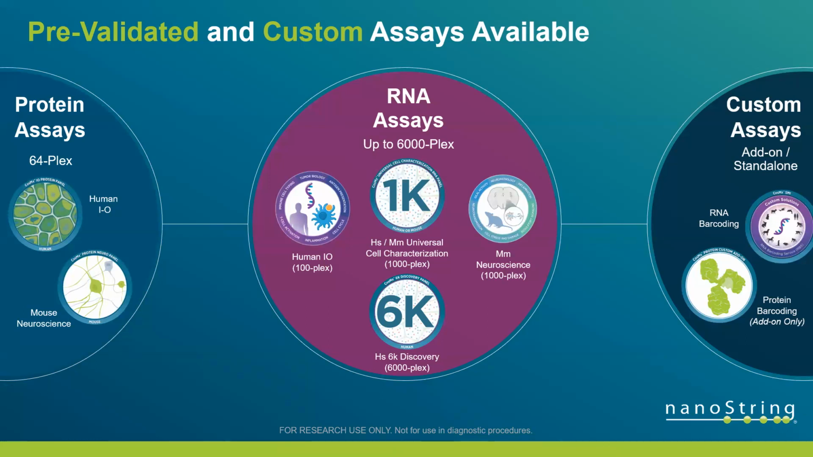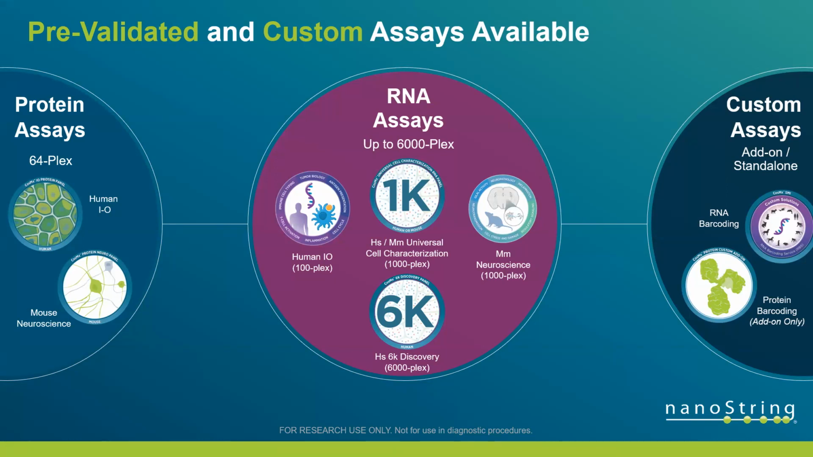We also have, of course, our RNA assays. So we have our human universal cell characterization panel at 1000-plex. I'll share a little bit around some details on that panel. And then we've also created a recapitulation of that human panel, in this case for mouse as well, at 1000-plex. And then we do have a specific mouse neuroscience 1000-plex panel available as well. And then we have our human 6000 discovery panel, again at 6000-plex, that is coming out and will be officially available to run locally here in Q2 of next year.